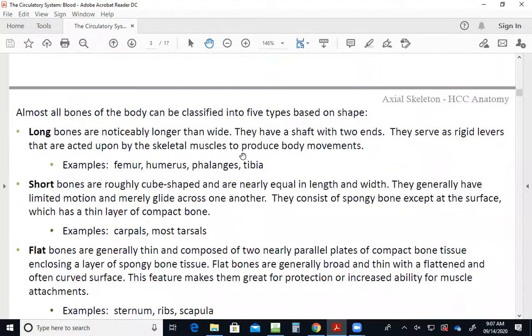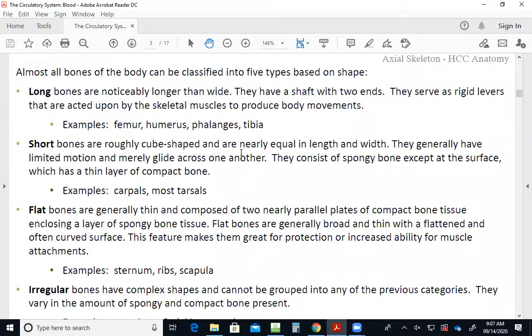Okay, so long bones, as we know, are noticeably longer than they are wide, have a shaft, which we call the diaphysis. The two ends are the epiphyses. And these are the rigid levers that are acted upon by skeletal muscles to produce body movements, which is why you find them making up your appendicular skeleton. So things like your femur, which we know is our thigh bone, both legs, that is. The humerus, which I already said today, is your upper arm.